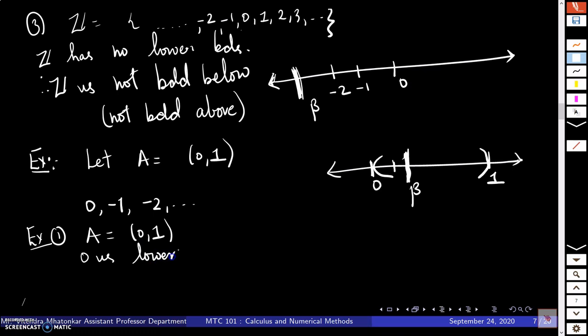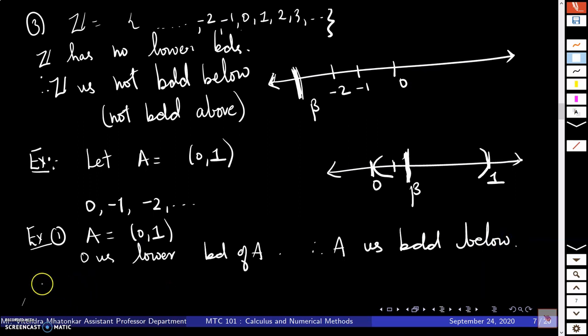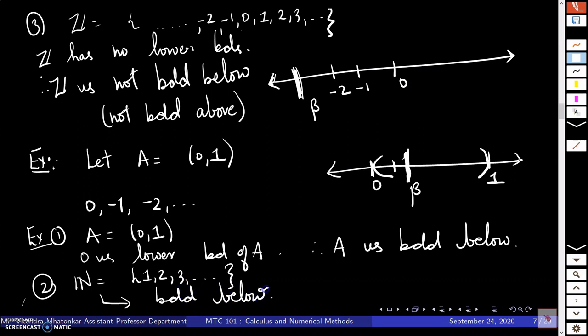Okay, so 0 is a lower bound of A, and therefore this set A is bounded below, right? Again, if you look at the set of naturals, that is all your natural numbers 1, 2, 3, and so on. Again, 1 is the lower bound here, and hence this set of natural numbers is bounded below.